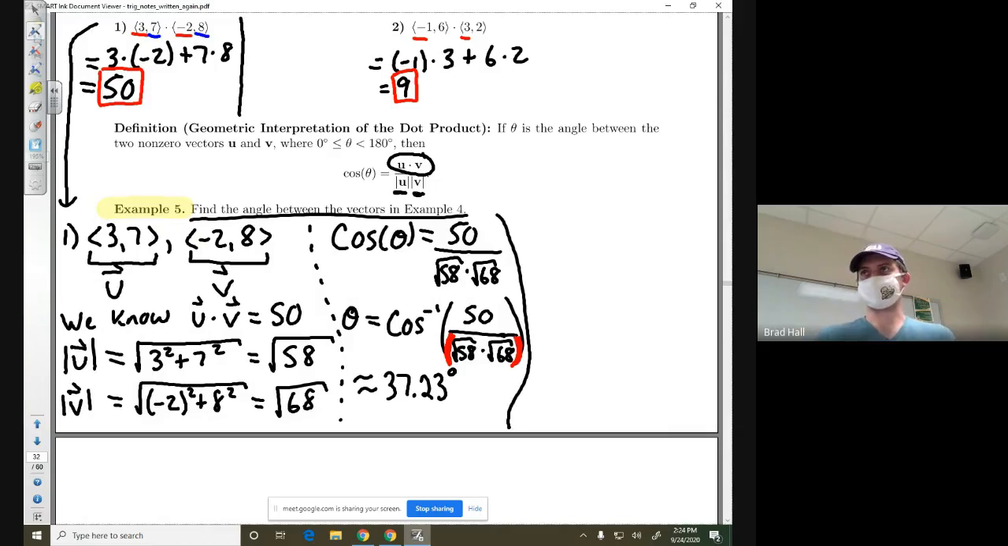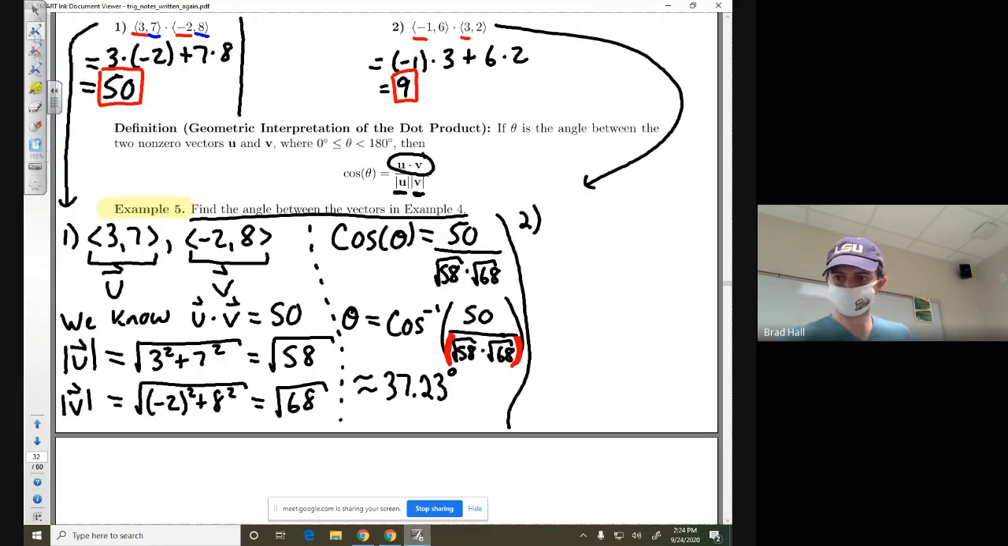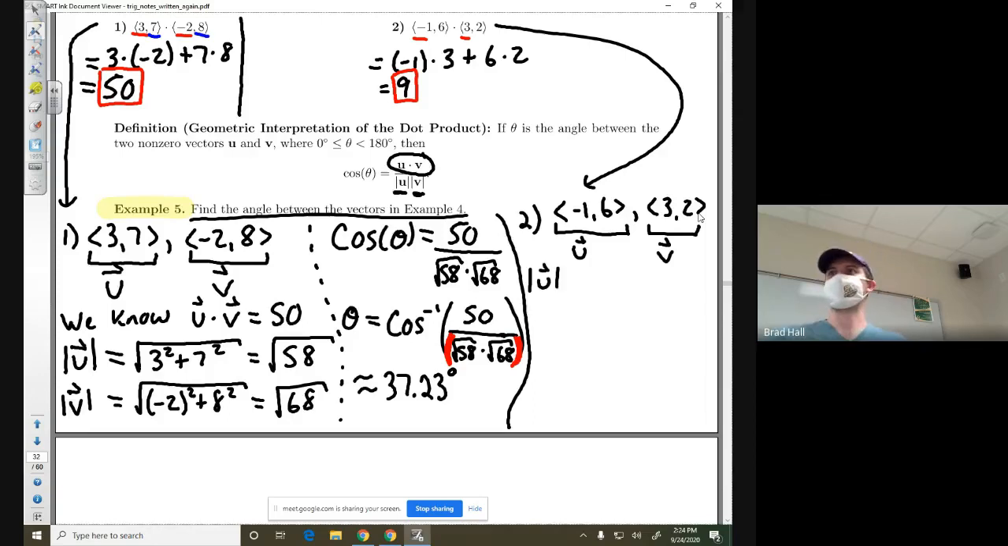So did everyone get the right answer now? Cool. So let's look at 2. I'll call this one U, this one's V. Go ahead and figure out the magnitude of U and V, because we already know the dot product.